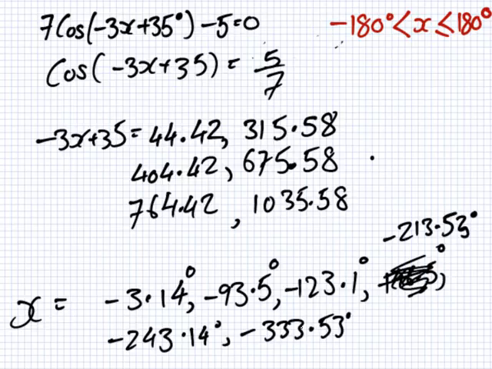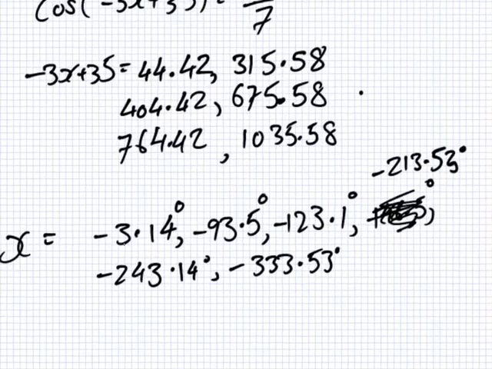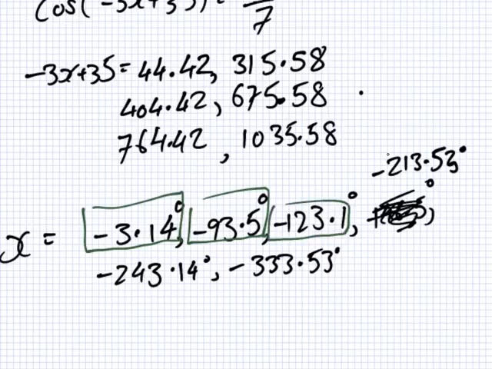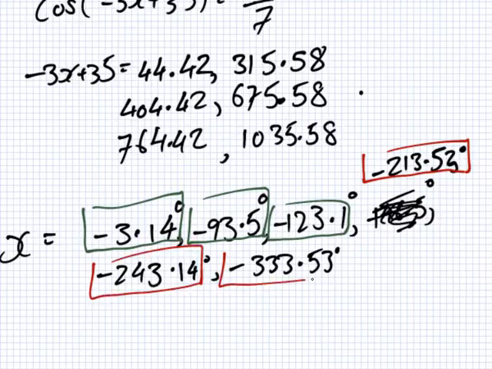Okay. Now, let's look at our answers. We need the answers to be from minus 180 to plus 180. So this one is okay. This one is okay. This one is okay. This one we'll need to fix. This one will need to be fixed, and this one will need to be fixed. How to fix those red ones? Add 360, yeah.